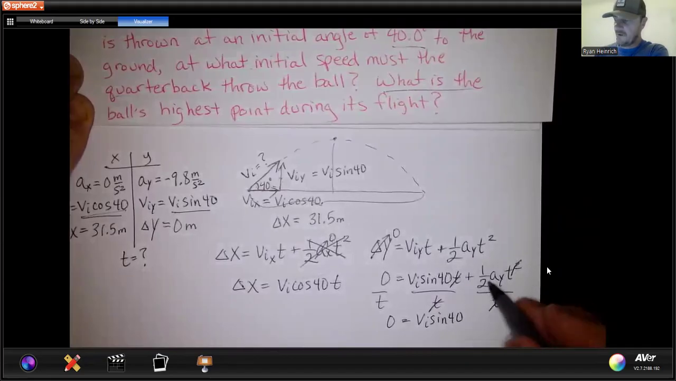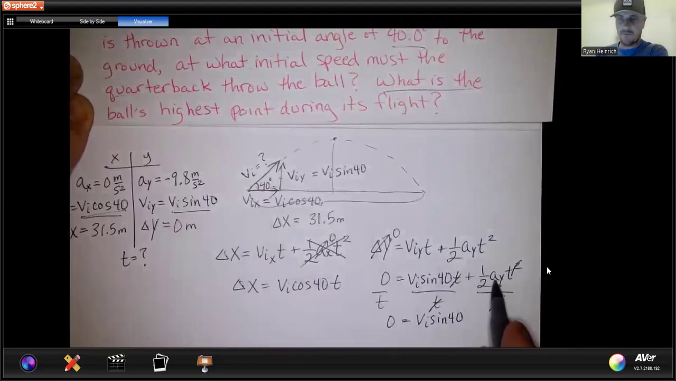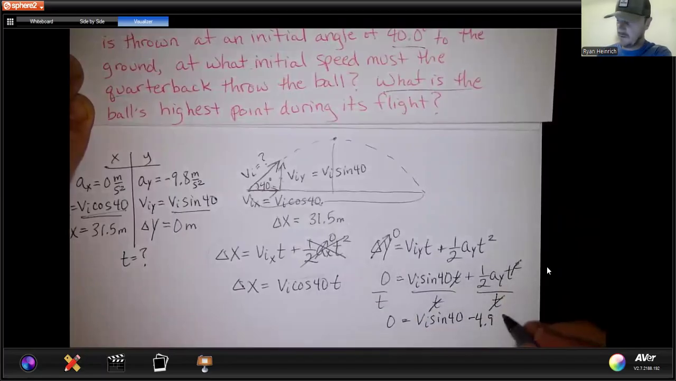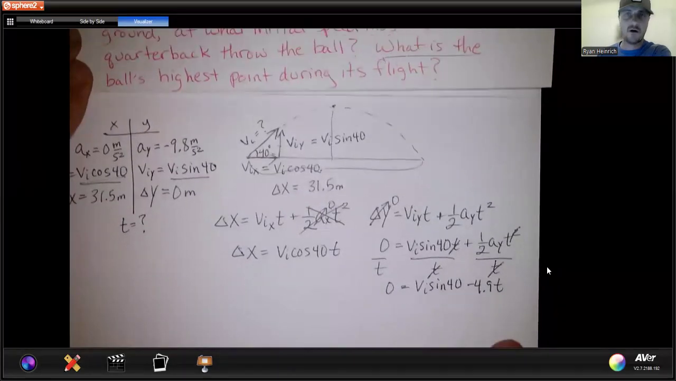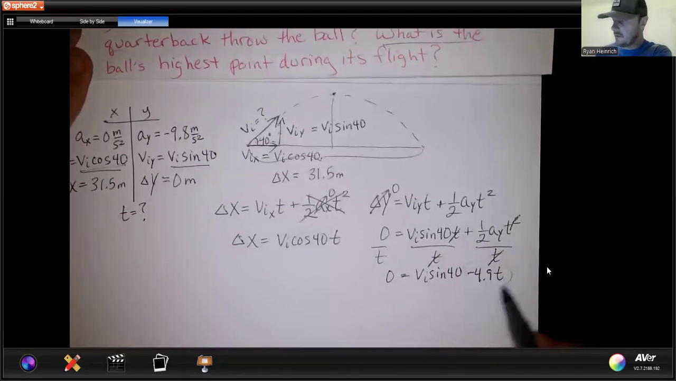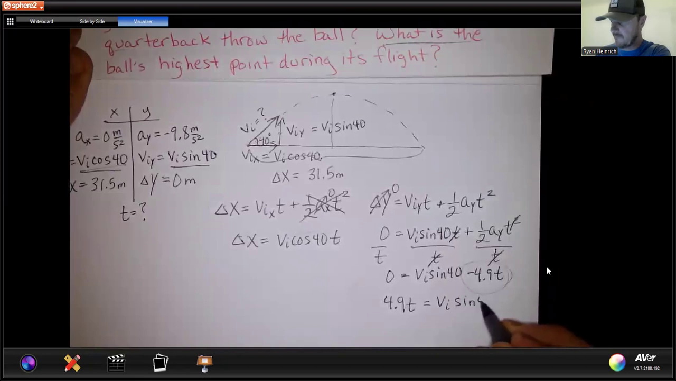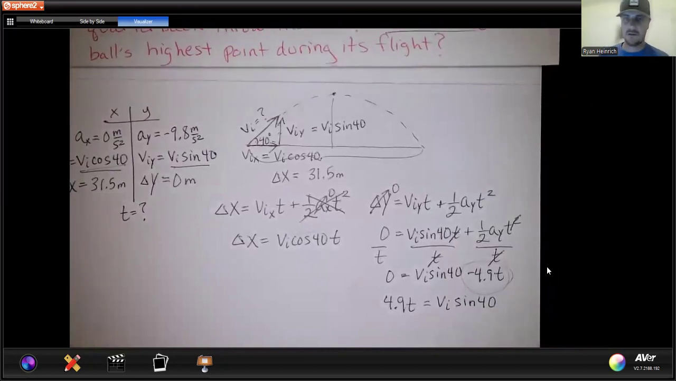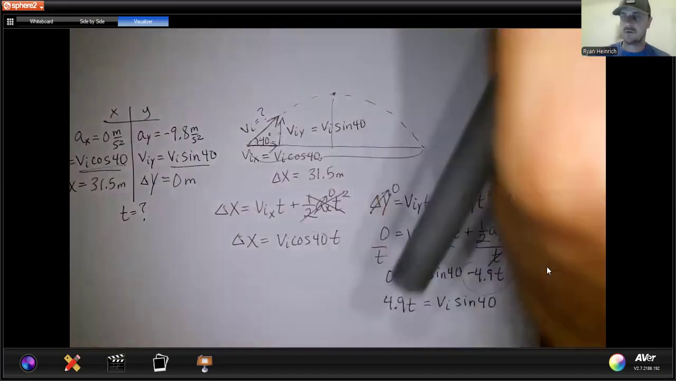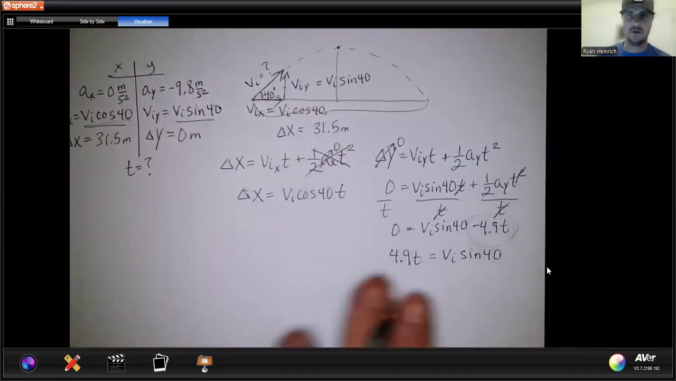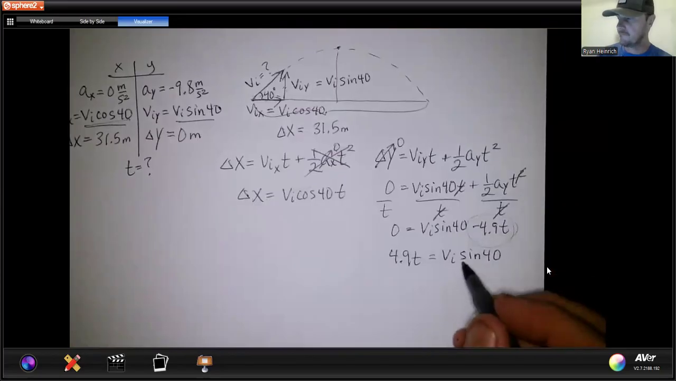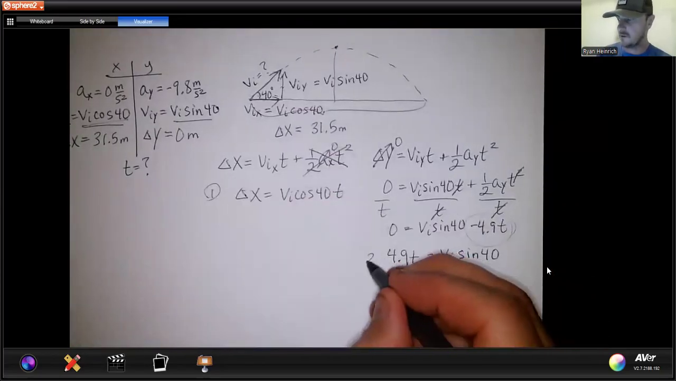Now, 1/2 of negative 9.8 would be negative 4.9, and it would be meters per second squared. But right now, I'm just going to leave the units out so the expression doesn't get very cumbersome. I will now take this and add it to the other side. So I'd have 4.9t equals VI sine 40, like that. All right, I'm going to call this equation 1 and equation 2.